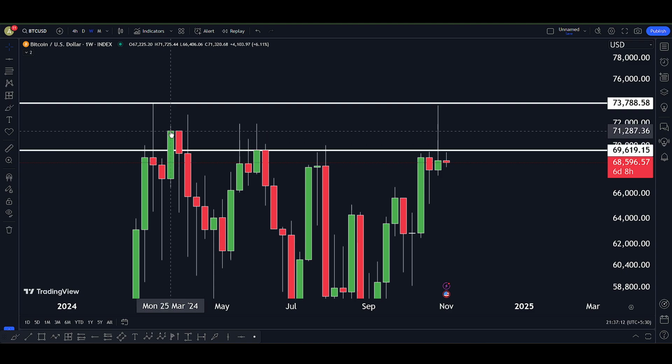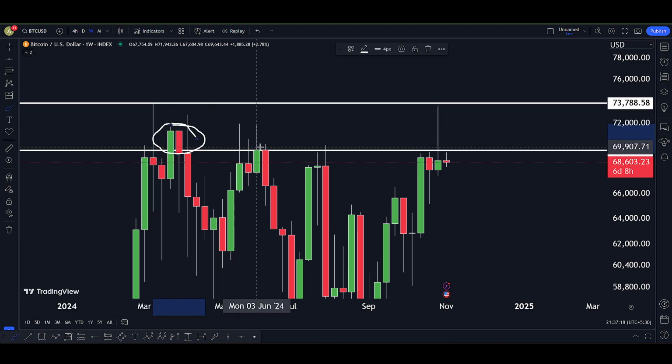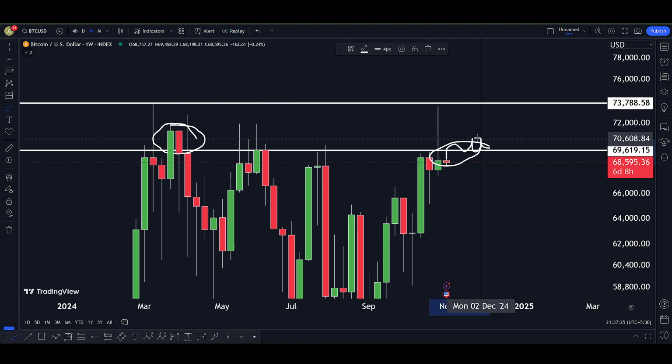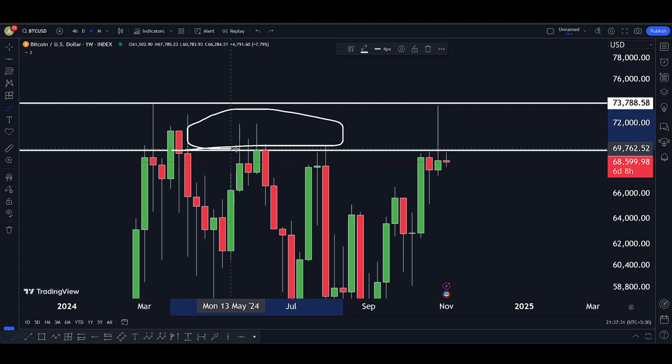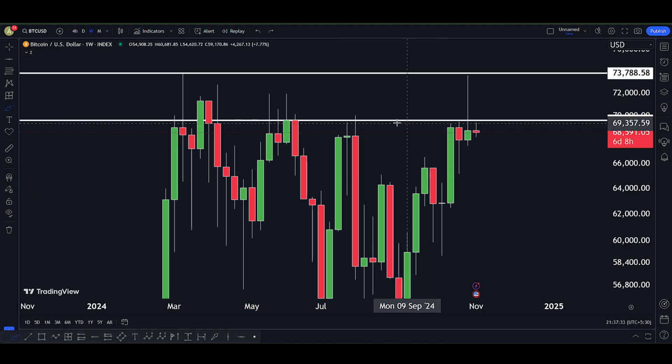just once, and that was around the 24 March week. This was the only week when price actually closed in the weekly above 69,619. So any close above 69,619 in the weekly time frame would be so bullish, I cannot tell you how much. You can see there were multiple wicks above this level, but there was no proper weekly closing.